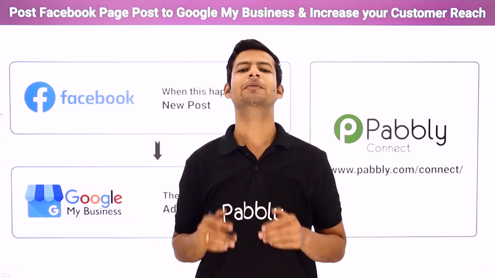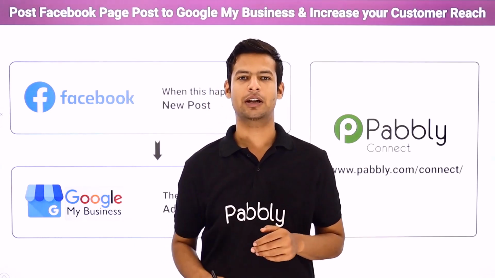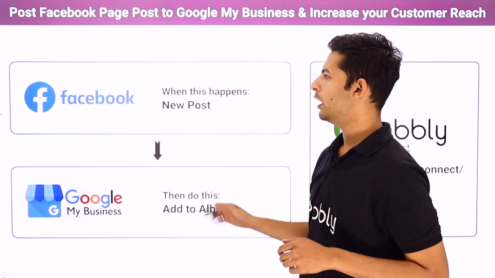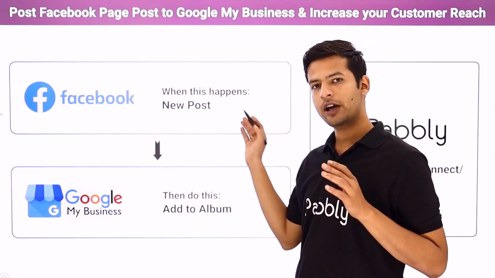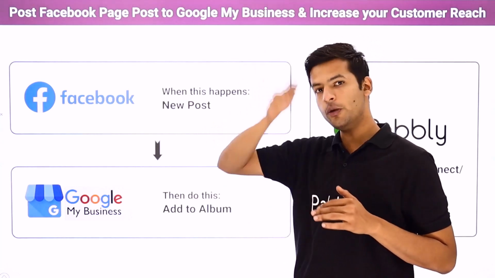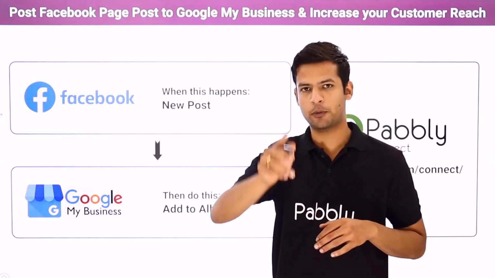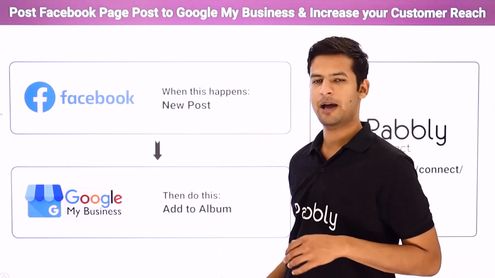So to save your time, I suggest you bring some automation here. You want something like, you have shared a new post on your Facebook account. Now, as soon as you have shared a post on your Facebook account, automatically that same image will be uploaded in the albums of your Google My Business account.